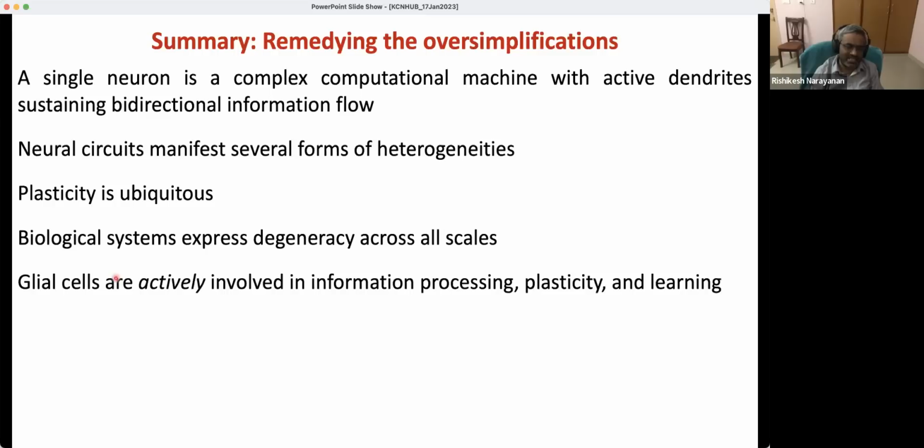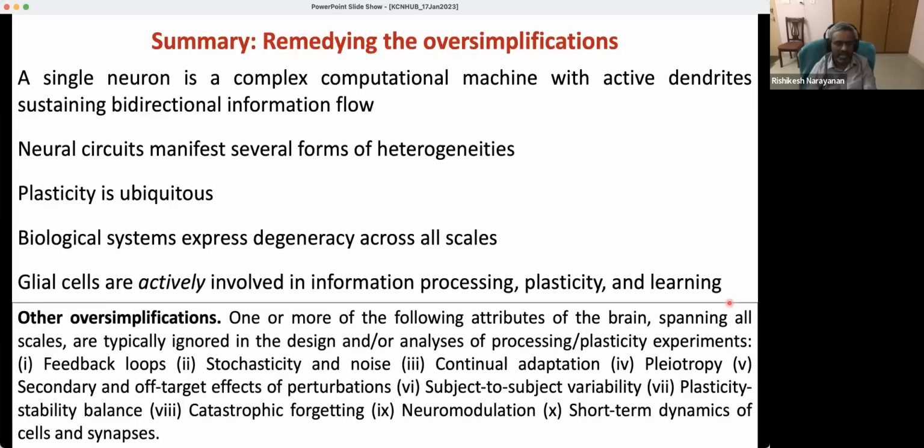Right? And it's not like glial cells are just glues. They are actively involved in information processing, plasticity, and learning. And there are several other oversimplifications which need to be accounted for. I'm not going to go into the details of any of them. Even these are just a subset of the oversimplifications that are out there, and it's important to ensure that we don't lose sight of what biology is, what the biological system is doing, how the complexity is enabling it to maintain robustness, in the process of oversimplifying these things and kind of deceiving ourselves that it's much more simple than what it is.